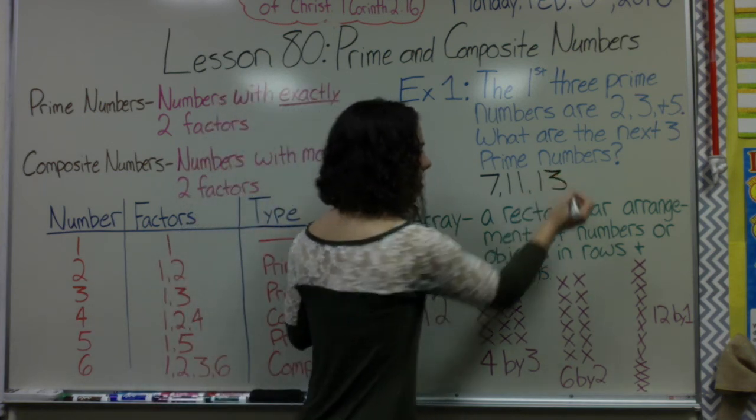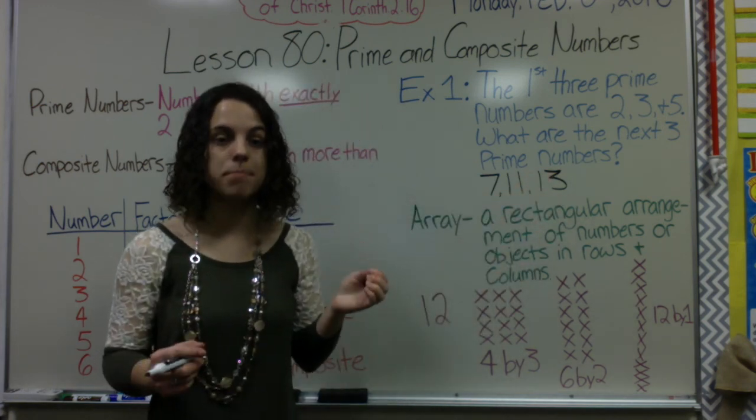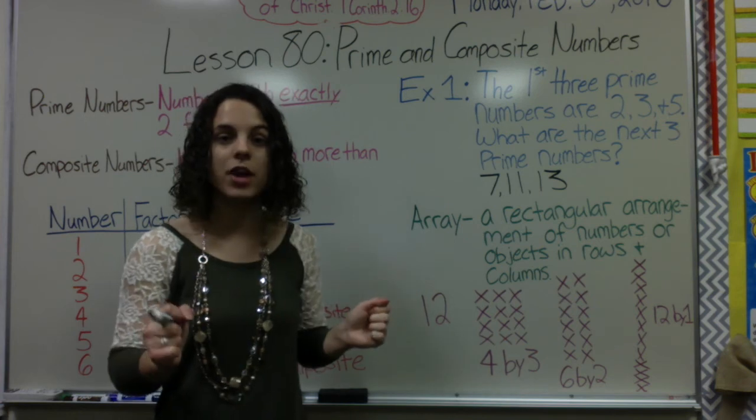So notice my thought process. I just went through all of these. And if I thought of multiplication facts off the top of my head, besides 1 times itself, that means it's composite.